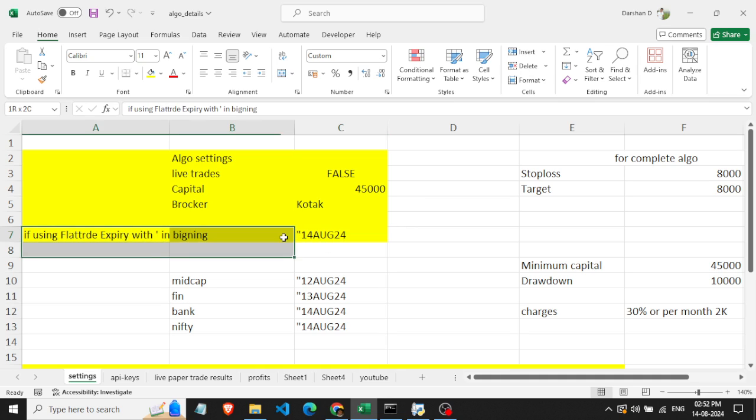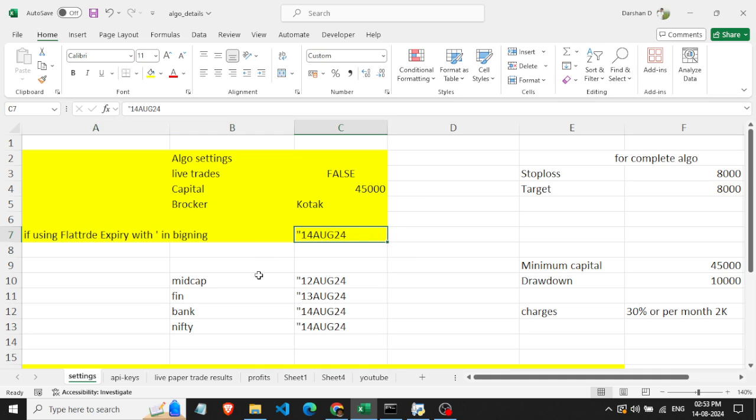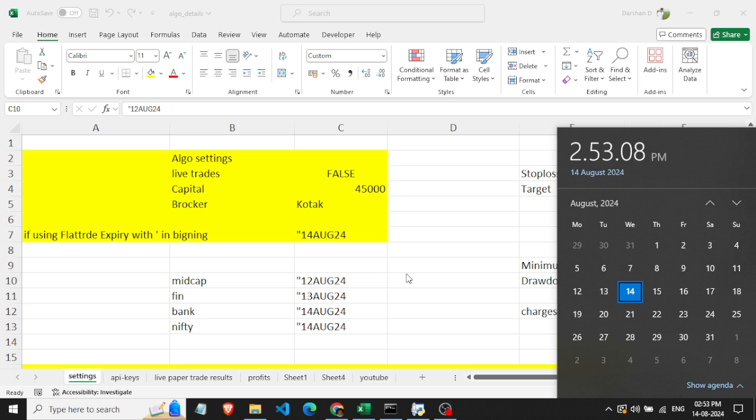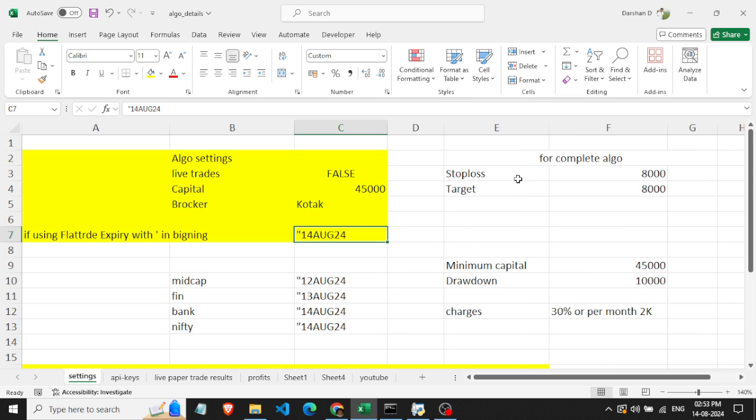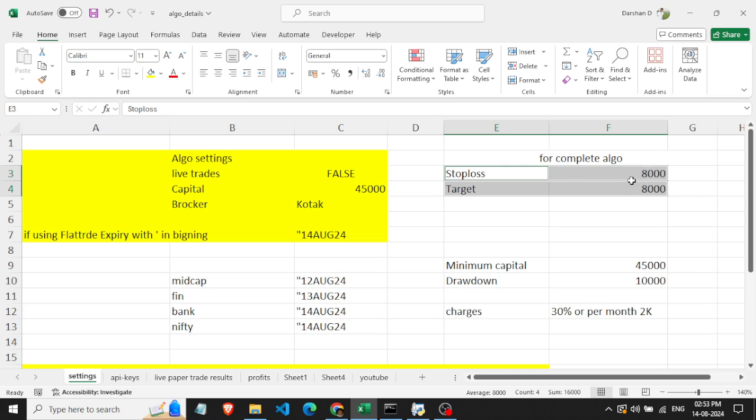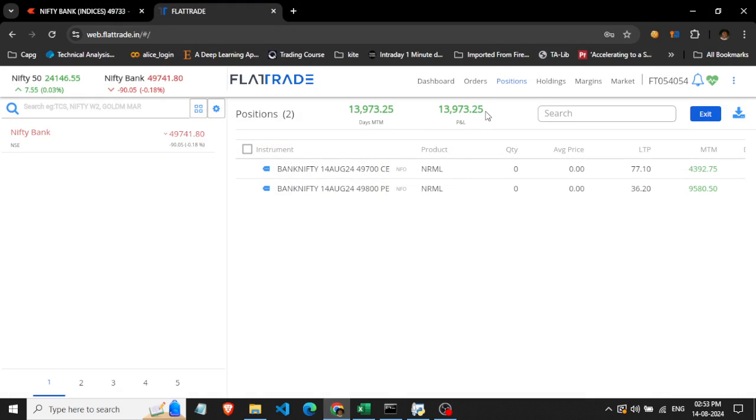So these are some settings for Flattrade, where we need to update the expiry day. Since Flattrade works in a different way, we need to update the expiry day and month every day whenever we take trades. So here are the algo settings. Stop loss is 8,000 rupees and target is again 8,000 rupees. Right now I'm using stop loss and target the same. Today I ran the algo for a 14,000 rupees target with the 8,000 stop loss. It worked well and we can see the results as well. 14,000 rupees came.